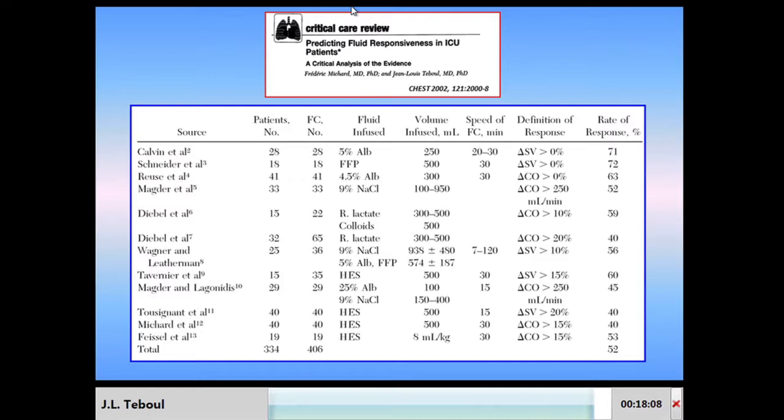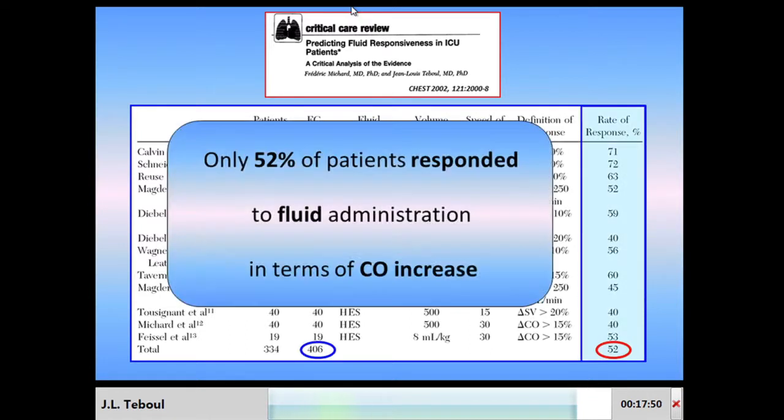And we know that fluid unresponsiveness is a common feature in critically ill patients. This is an analysis of the literature, now very old, we did with Frédéric Michard. In this analysis of 400 patients, we noticed that only 52% of patients responded to fluid administration. This also means that 50% of patients do not respond.